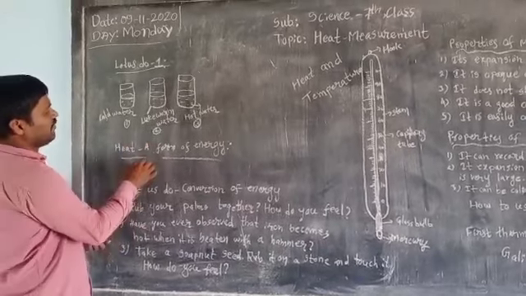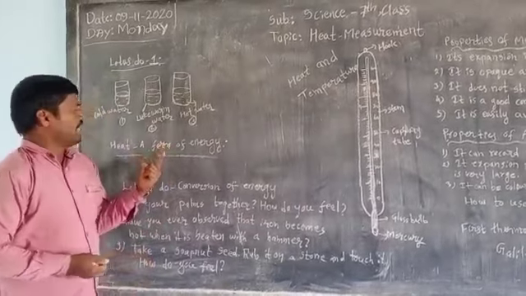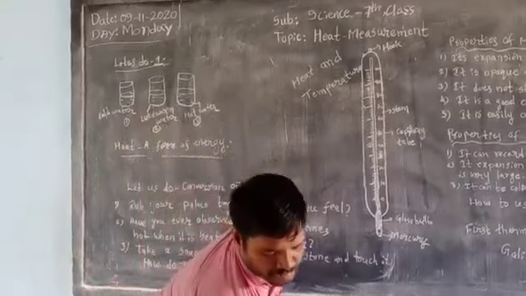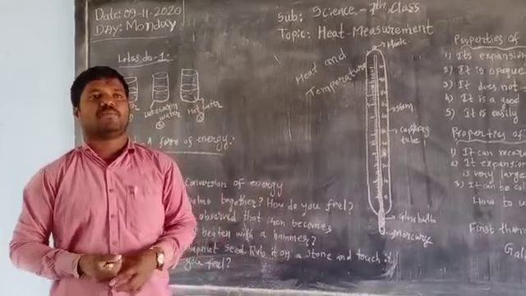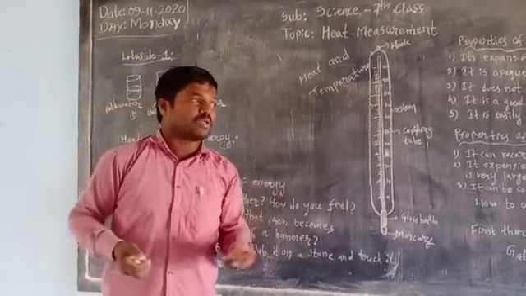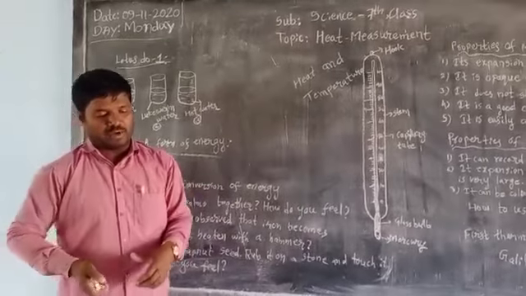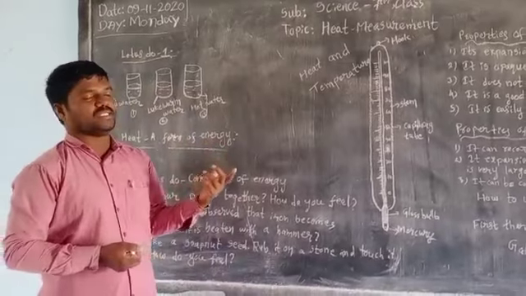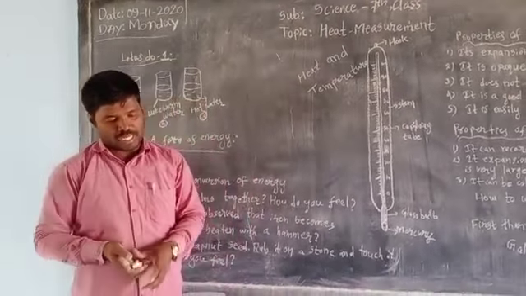And next, heat is a form of energy. Heat is also one form of energy. When you sit under the sunlight, that time you get heat as energy. And when the winter season comes, you want to sit outside. Why? Because you need the heat. Like that we are feeling. Why? Because the seasons change, and our habits also change.